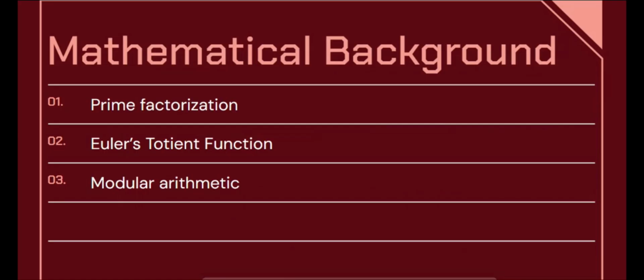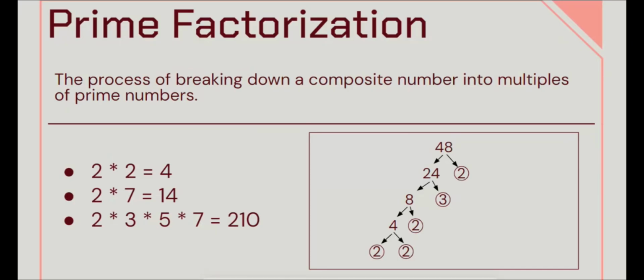So now let's look into the mathematical background of what goes into the RSA encryption system. There are three main things we have to know: prime factorization, Euler's totient function, and modular arithmetic. Prime factorization is quite simple. It's the process of breaking down any composite number into multiples of prime numbers. On the right-hand side, if we look at the diagram, if you want to break down the number 48 into prime numbers that you can multiply back into 48, then it would be 2 times 2 times 2 times 3 times 2, and that would make 48.